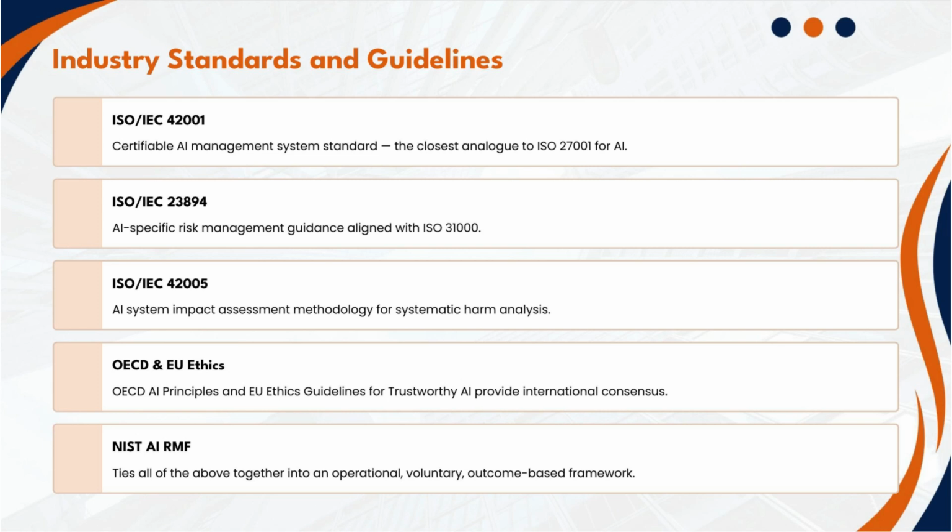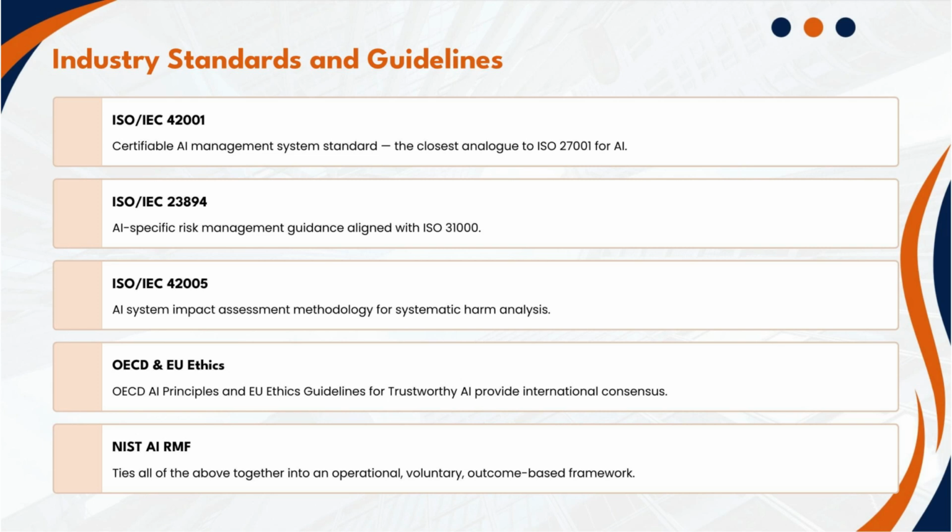Then ISO 42001. This is a management system standard, cousin to ISO 27001. It's certifiable, which is the key difference. You can be audited and hold a certificate you can show a customer. NIST tells you how to think. ISO 42001 gives you something to prove.